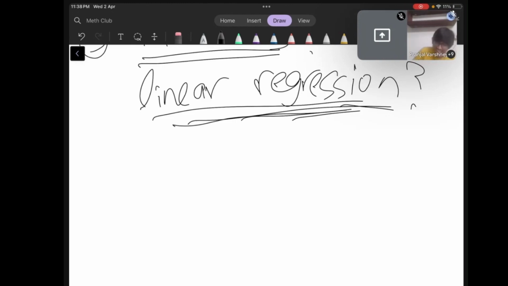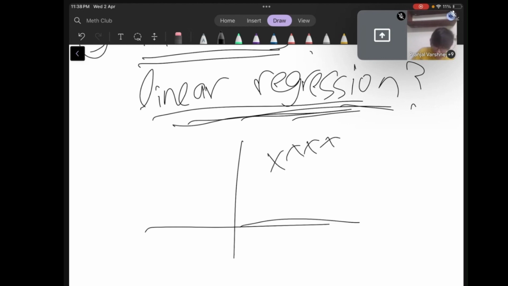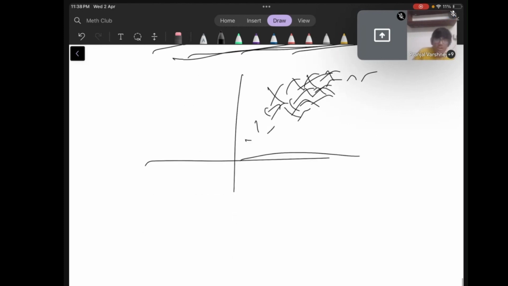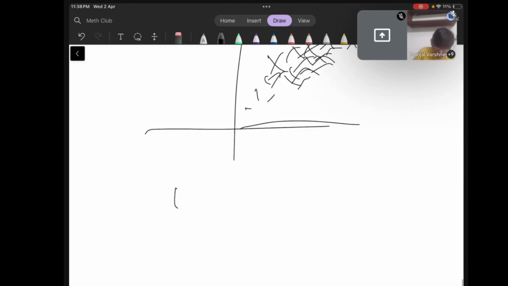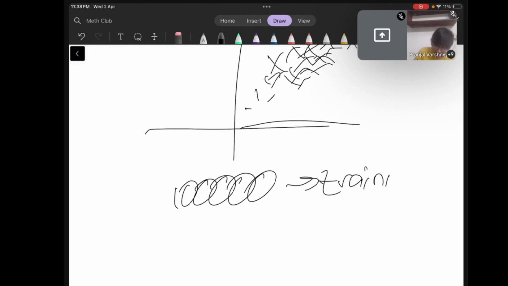Okay, not a straight line, but you can fit a curve to the set of data. Suppose this is your data. You have a lot of data with you. Oh, the charge of the tab is running low. Fine. Suppose you have some 10,000 training examples.